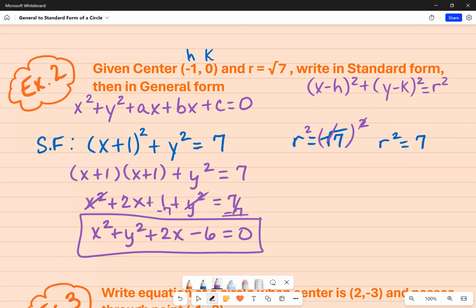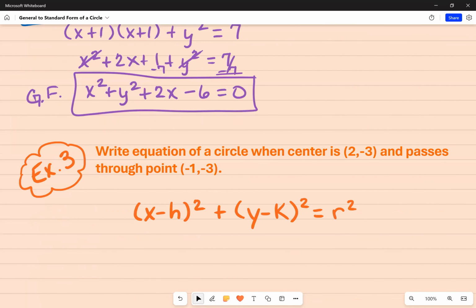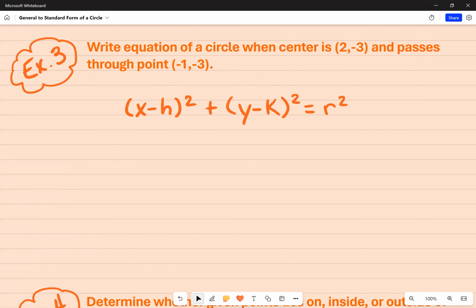So that's the general form, and the initial one was my standard form. For example 3, what I want to do is write an equation of a circle when the center is (2, -3) and it passes through the point (-1, -3). So here I can go ahead and partially start setting it up because I'm given my center, which is (h, k).